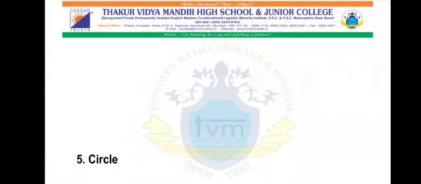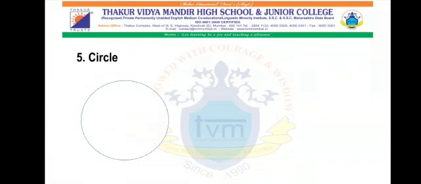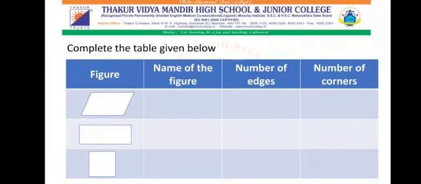Now the last shape, circle. Observe the circle properly. Can you all tell me how many edges and corners does a circle have? No, a circle does not have any edge or corner. Therefore, the statement for the circle is a circle has 0 edges and 0 corners. I hope everyone is clear with the topic.